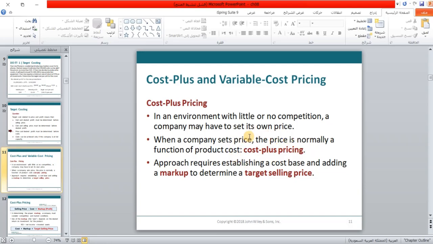It's an easy method: total cost or variable cost plus desired profit, and we reach the price. This approach requires establishing a cost base and adding a markup to determine a target selling price. In cost plus pricing, we determine the cost and add a markup so we reach the target selling price.